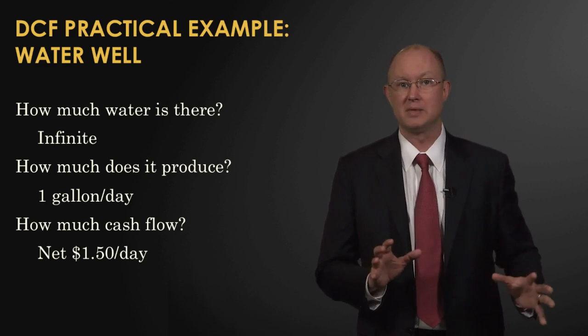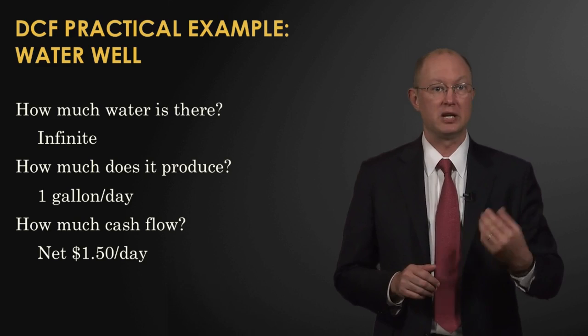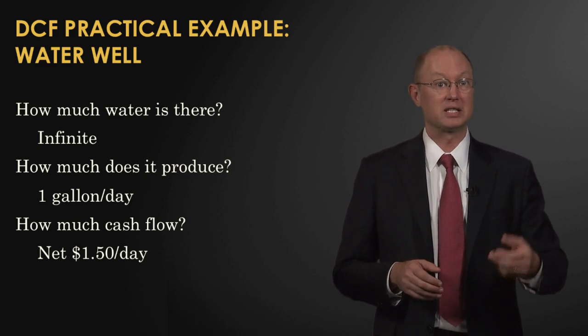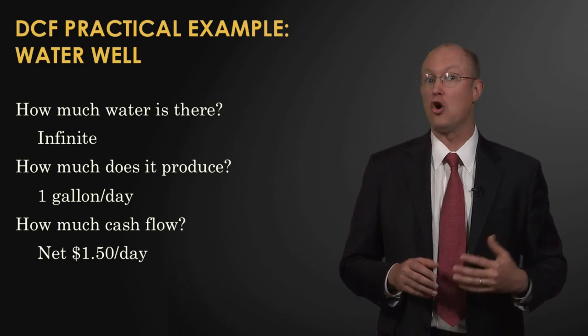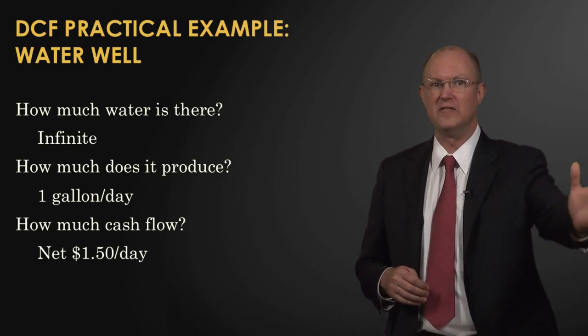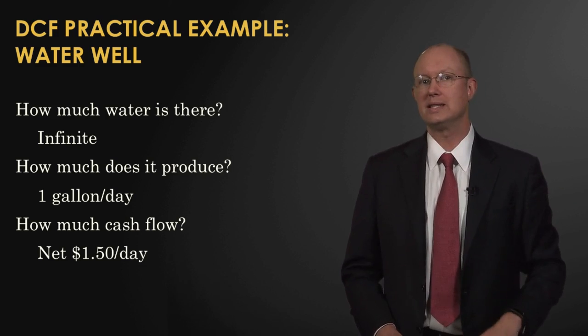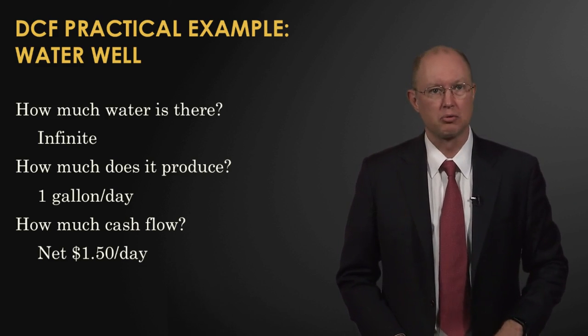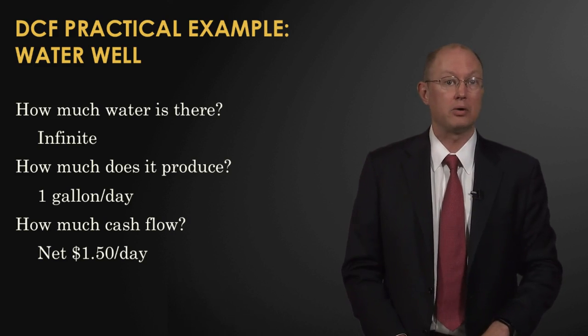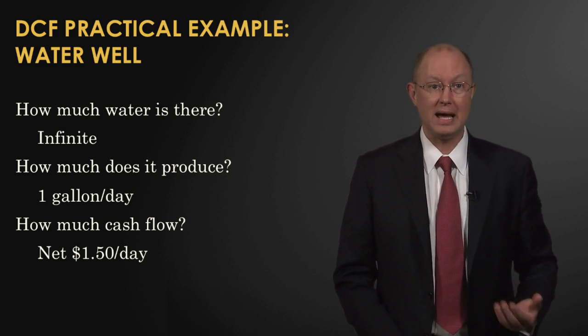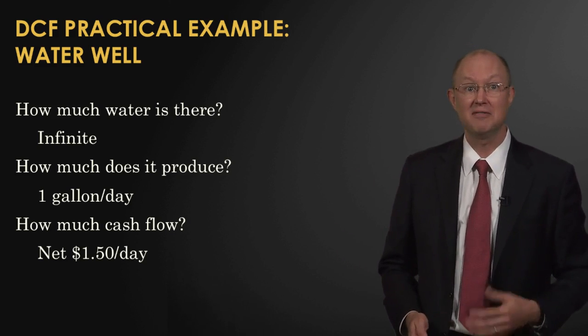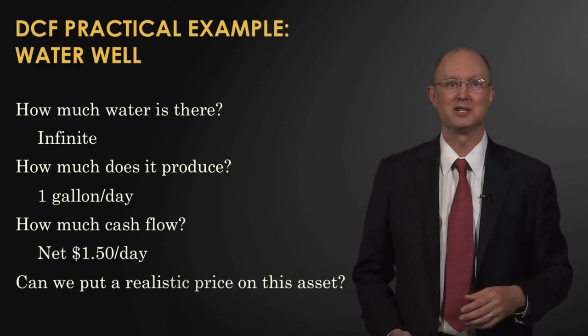Okay, so now we've got some things to work with, right? We know how much cash is coming in, $1.50. When is it coming in? It's coming in a day, every day. How long is that cash going to come in for? An infinite amount of time. Okay, let's think about whether we can put an actual practical price for going out and putting a bid on that asset. Let's do some DCF valuation and figure out a real price for this thing.